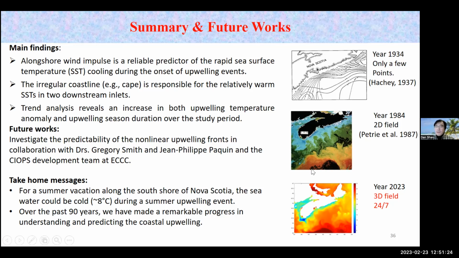And in the 1980s, we were able to get detailed upwelling and upwelling filaments based on the 2D satellite-observed temperature field. And today, we're able to access operational ocean model predictions, which provide us a three-dimensional temperature field from surface to bottom, 24/7. I'm going to stop here, and I'm happy to answer your questions from the chat.